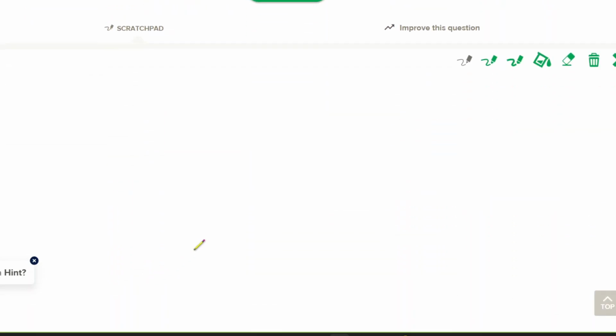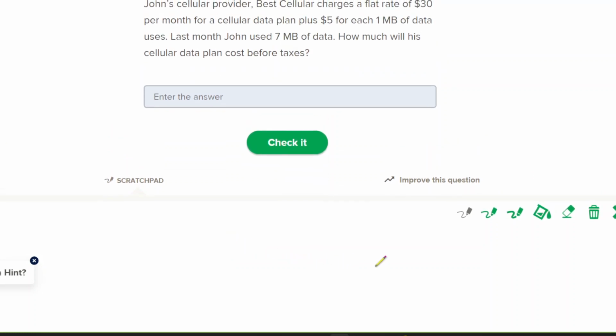All right, so I'm going to bring the scratch pad up, and we'll keep the problem up there a little bit so we can read it. Now, I read through this, and I'll say John's cost. Put that in there. That's the thing we're trying to figure out, right? How much will John's plan cost in this last month that was mentioned.